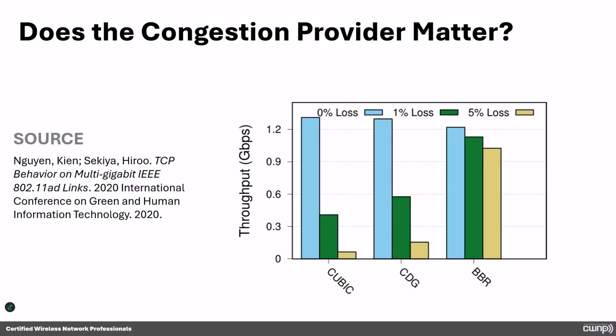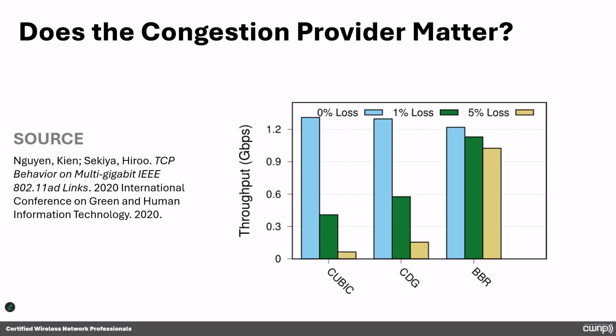What about another way to look at it. And this is looking at TCP behavior on multi-gigabit 11ad links. So granted, we're talking about these huge pipes of the 2 gigahertz channel width of 11ad, but still look at the difference between cubic, CDG, which is the CAIA delay gradient congestion control. I don't know of anyone that has implemented that. So the ones that exist in the real world are cubic and BBR. And look at how much better BBR is than traditional cubic.